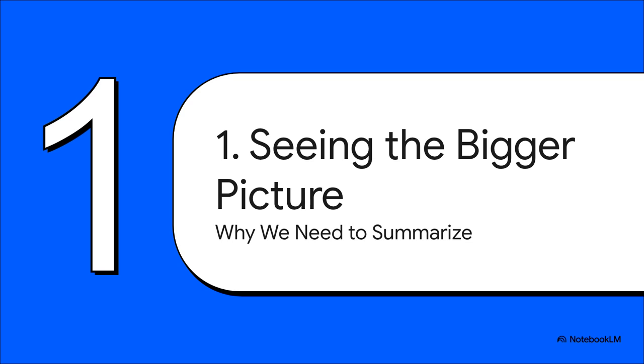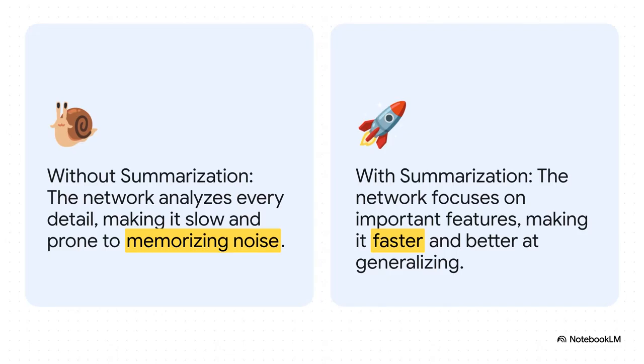Why do we even need to summarize all this data? Why can't the AI just look at everything? Well, imagine trying to describe a photo by listing the color of every single pixel. It's insane, right? You'd be there forever, and you'd completely miss the point. That's what a network does without summarization. It gets lost in the noise.